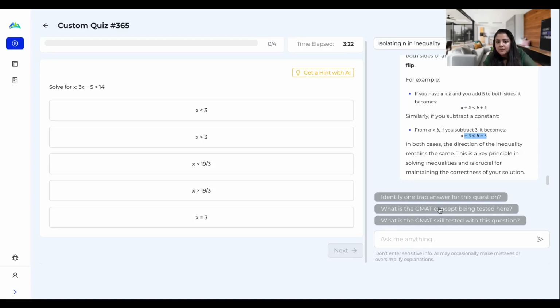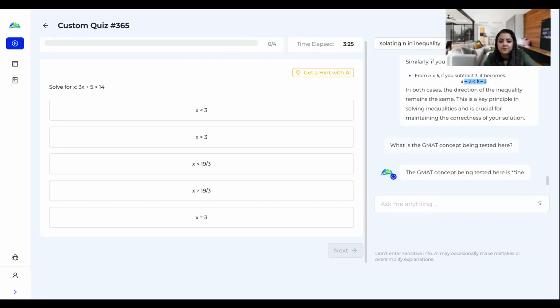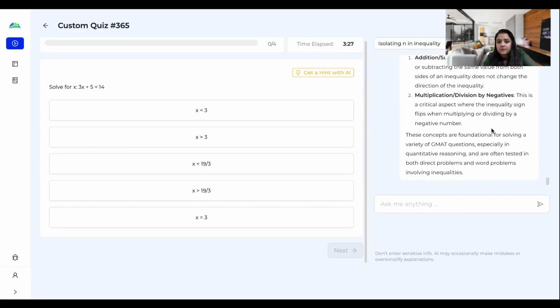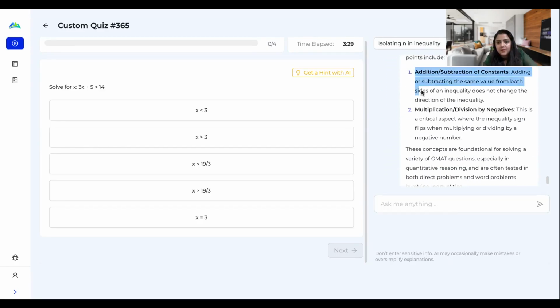So let's ask for the GMAT concept being tested on this question. This is exactly what's being tested. If you add or subtract a constant, no change in the sign of the inequality. If you multiply or divide by a negative value, then the sign flips. If I multiply or divide by a positive value, no change in sign. But let me just verify it with AI.